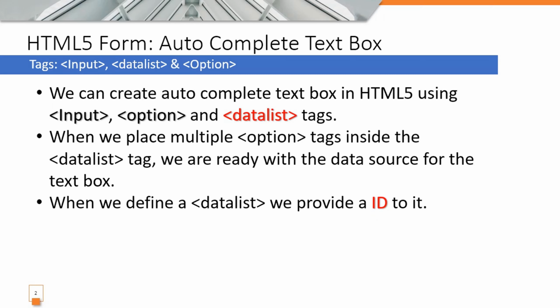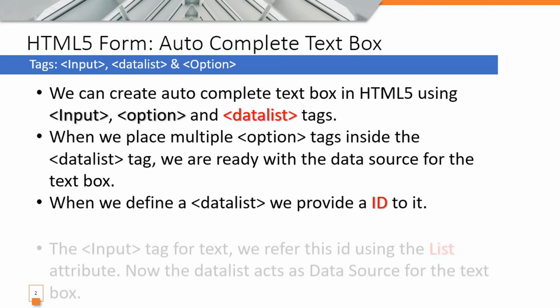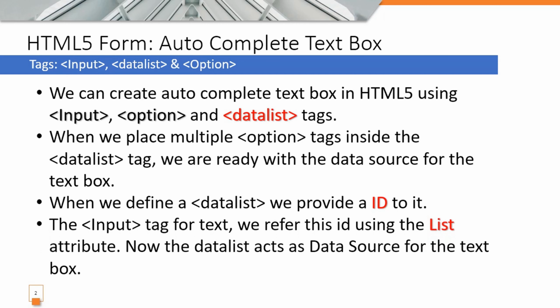When we define a datalist, we provide an ID to it. The input tag for text will refer to this ID using the list attribute. Now the datalist acts as a data source for the text box, because the datalist contains multiple child elements using the option tag.